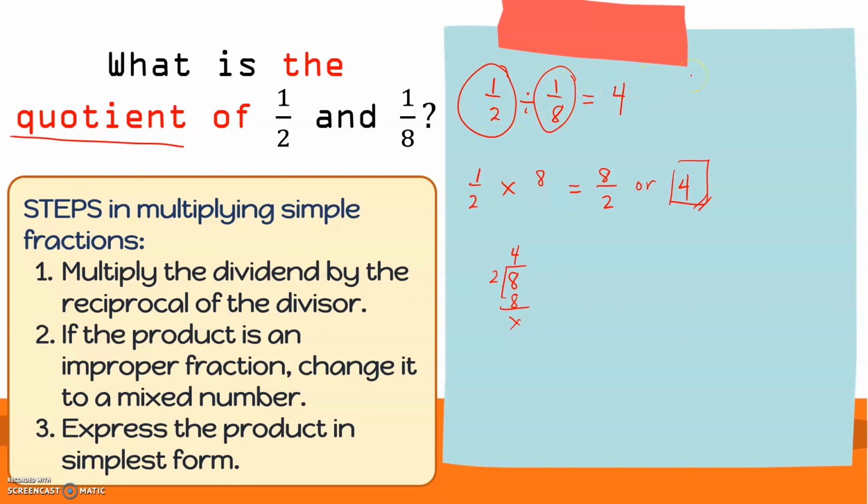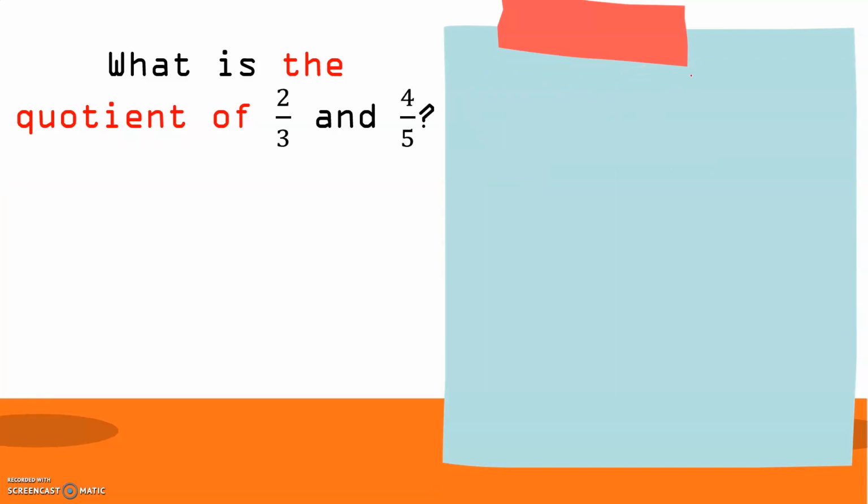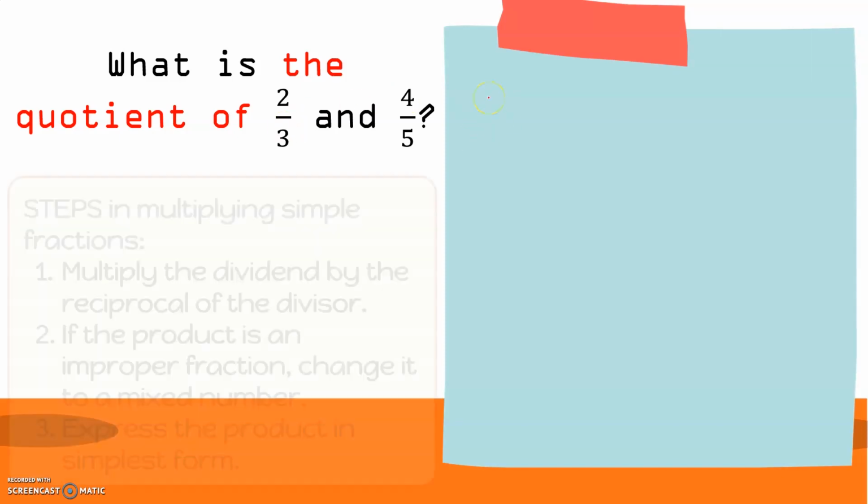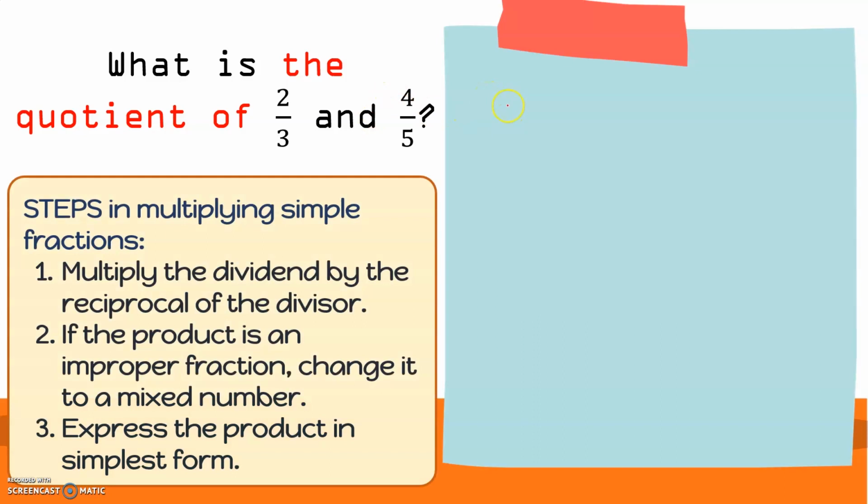Now let's have another example. What is the quotient of 2/3 and 4/5? Again, for us to get the quotient of 2/3 and 4/5, these are the steps that we'll follow. So let's have 2/3 divided by 4/5. Let's multiply the dividend by the reciprocal of the divisor, which is 4/5. And the reciprocal of 4/5 is 5/4.